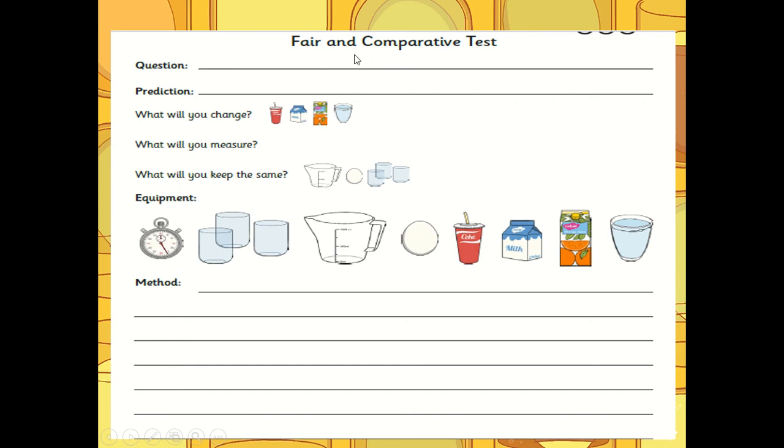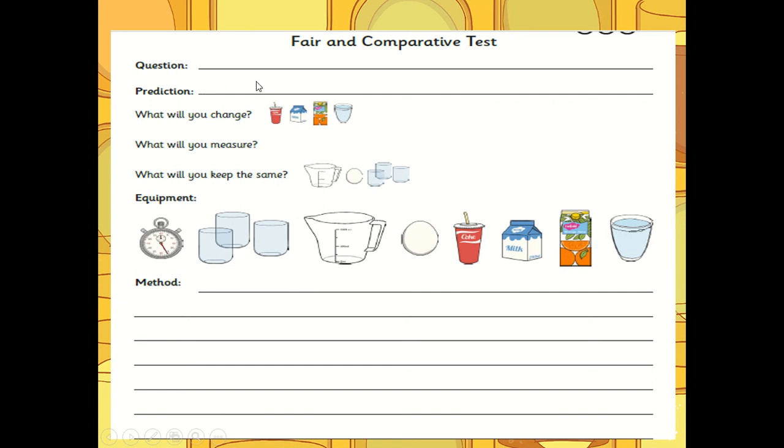Okay, and then a prediction. So this is where you need to think, what do you think is going to happen to the eggs? Which one of these drinks do you think is going to have a bad effect on our teeth, a good effect on our teeth, which is not going to affect it at all? So have a think, okay? Think about what Coke contains, think about what milk contains, orange juice and water.